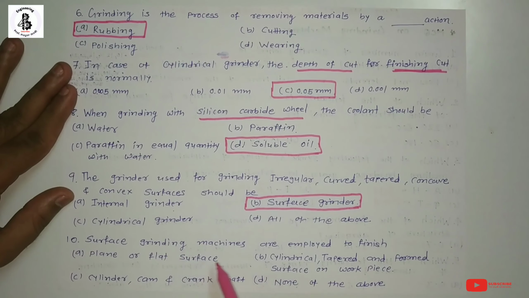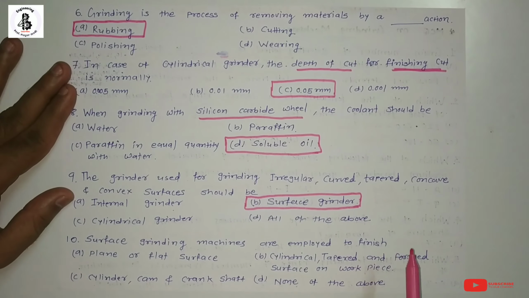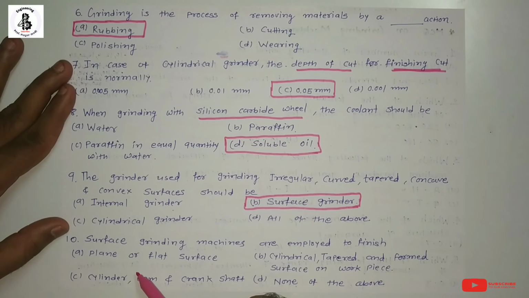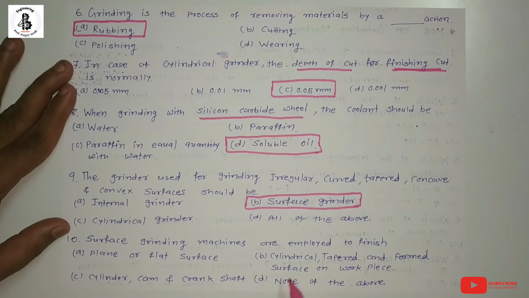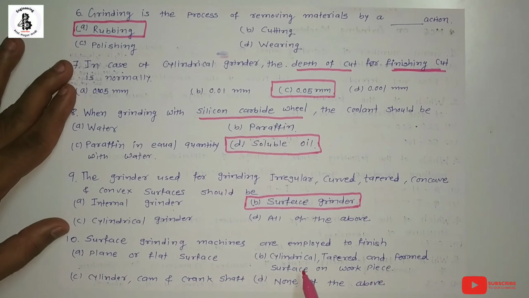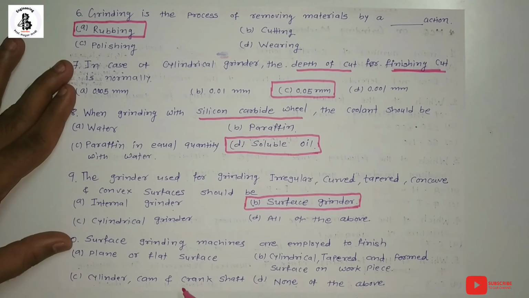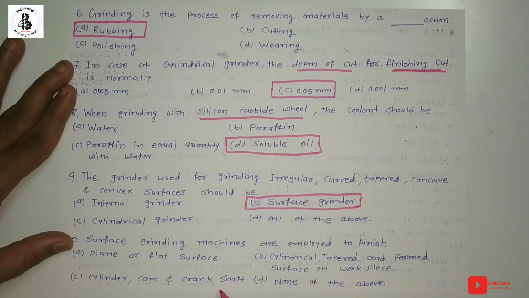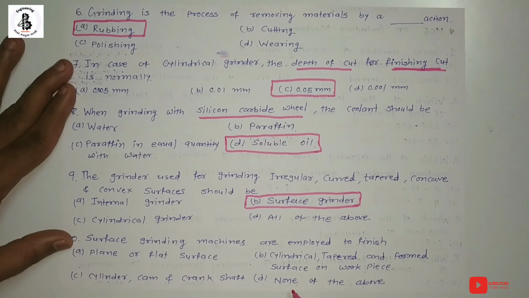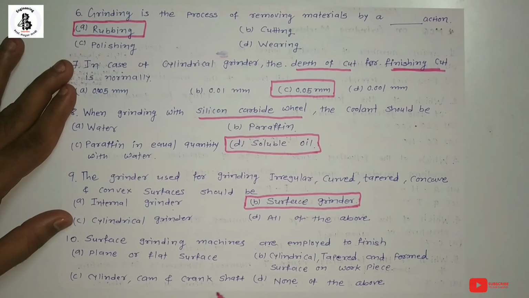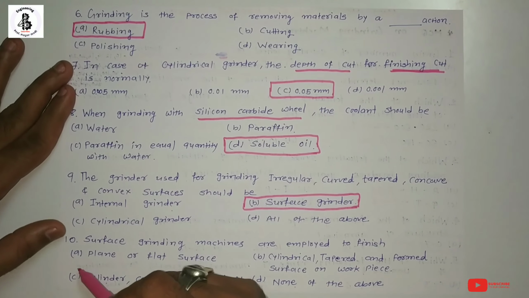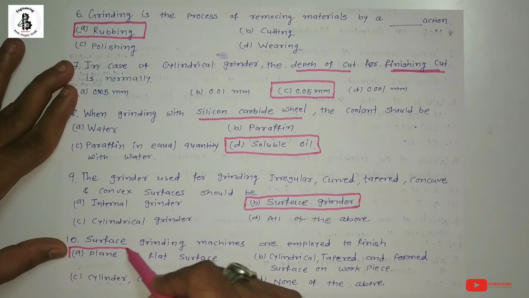Surface grinding machines are employed to finish. Option A, plain or flat surface. Yes, absolutely, surface grinding machines are employed to finish plain and flat surfaces. Option B, cylindrical, tapered and form surfaces on workpiece. Option C, cylinders, cams and crankshafts. And option D, none of the above. So basically surface grinding machines are employed to finish plain and flat surfaces. So option A.